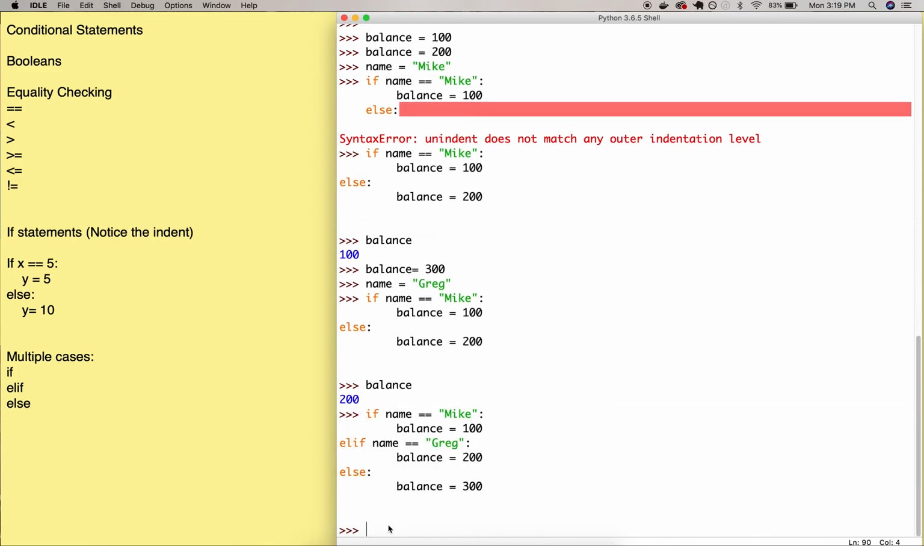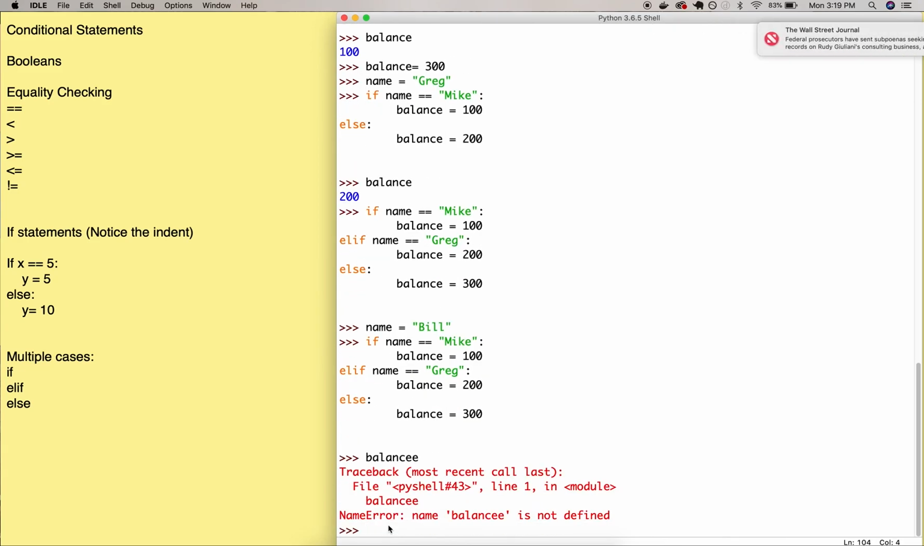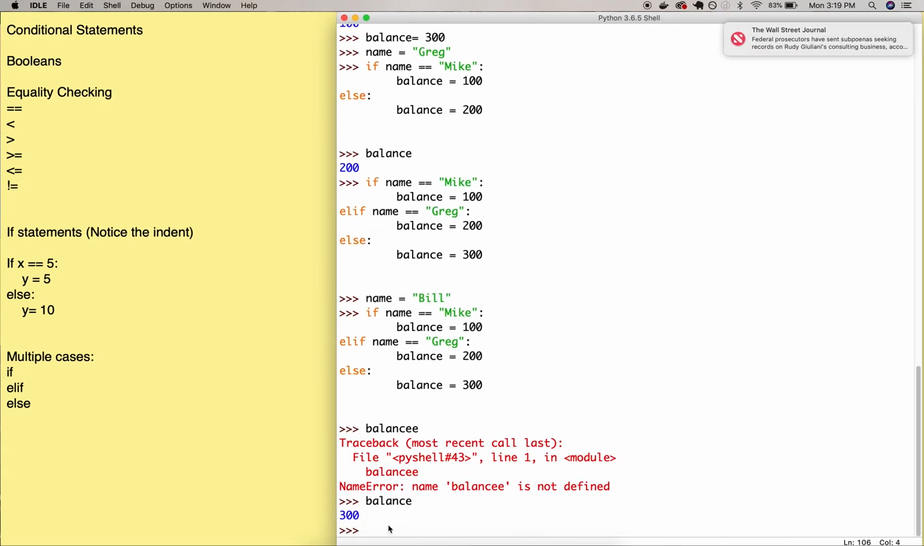I can copy and paste this statement. Name is equal to Bill. I plug it in, and let's see what balance is. That's not how you spell balance. Balance is equal to $300. So that's how I follow that logic right there. And if I set it to Greg, it would be $200. So that's conditional statements. We're conditioning on a certain condition to execute some code.